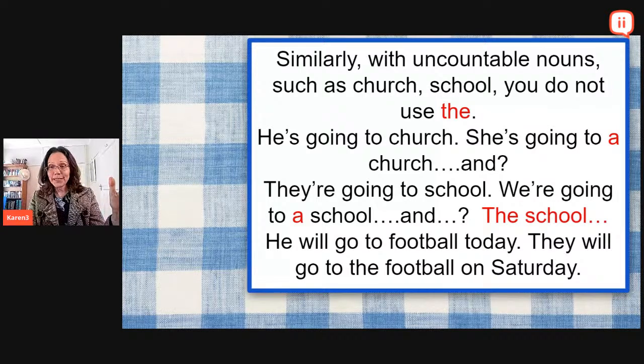Yes, the school is closed during lockdown. Perfect. You can also say school is closed during lockdown because you're talking about the activity. But this, that specific school round the corner is closed during lockdown. Well done. Excellent, Camila. Okay.